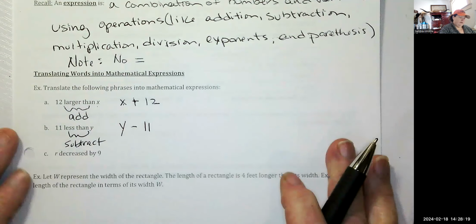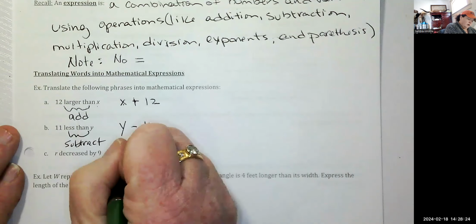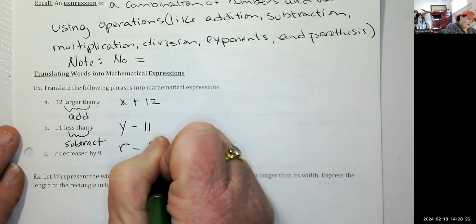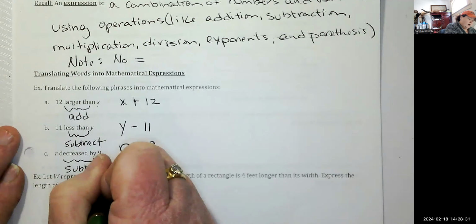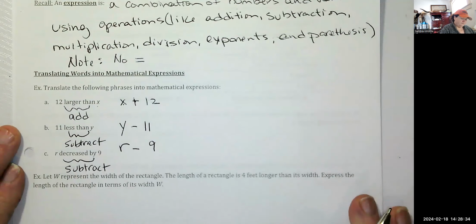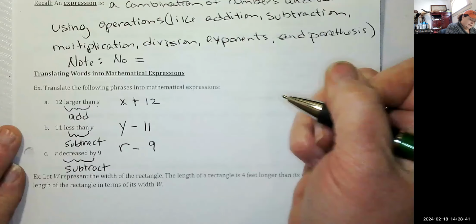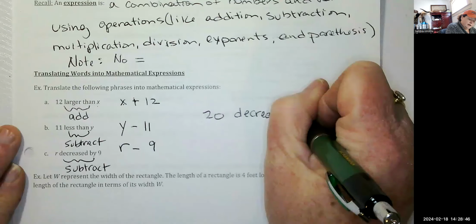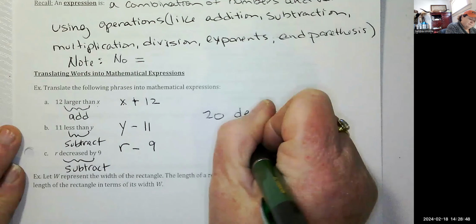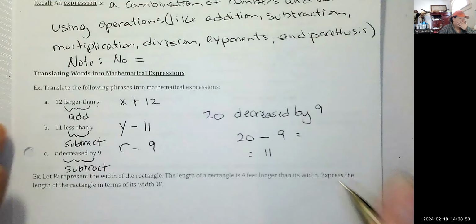The last one here is R decreased by 9. Decreased by means subtract as well. How about something like 20 decreased by 9? 20 decreased by 9 would be 20 minus 9, which is 11.